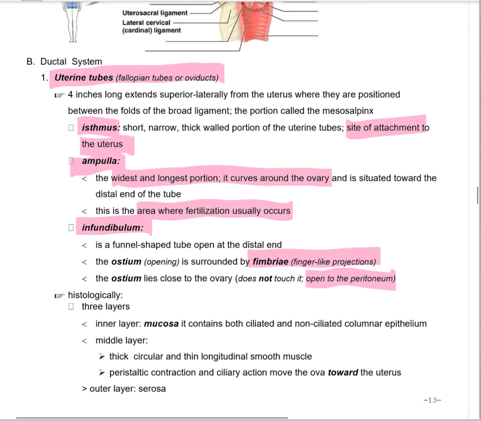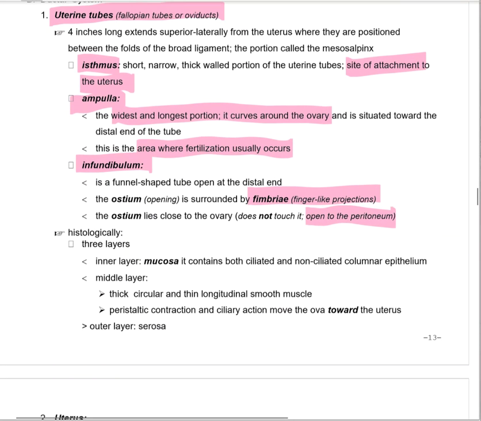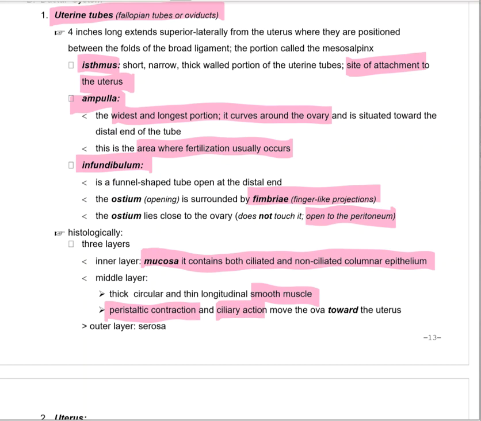All right, so in the uterine tube, there's a mucosa layer, and the mucosa contains both ciliated and non-ciliated columnar epithelium, and it's got a thick middle layer with smooth muscle, and we get peristalsis and ciliary action, the cilia beating, to move the ova toward the uterus.